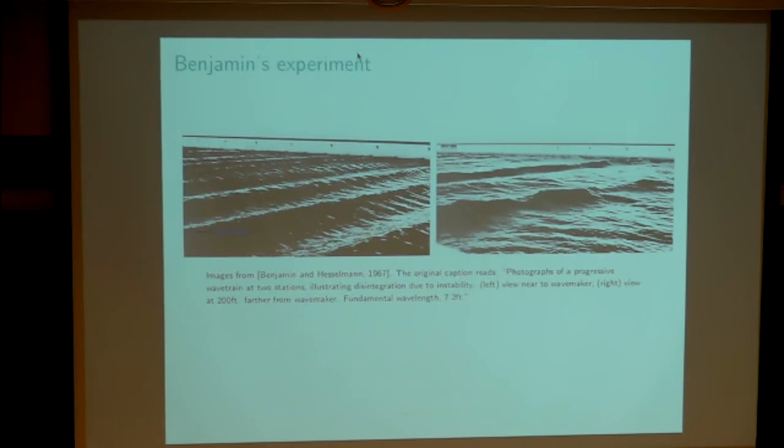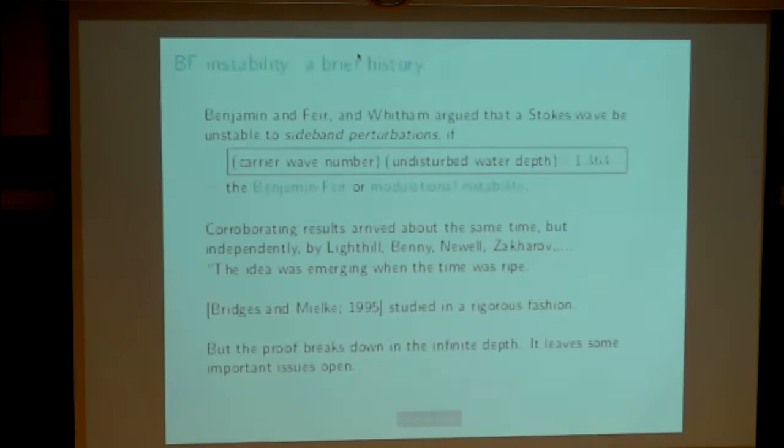Benjamin's experiments are found in many places, for example, in this famous book by Van Dyke, but these photos I took from one of his papers. In his experiments, he designed a long wave tank and generated a Stokes wave pattern, on the left panel. And then he perturbed the Stokes wave so that the period of this periodic wave would change slightly. After a long time, this perturbed wave evolved. He found the photo on the right, and it was safer for him to say that these waves got disintegrated. That was the word that he used in his paper.